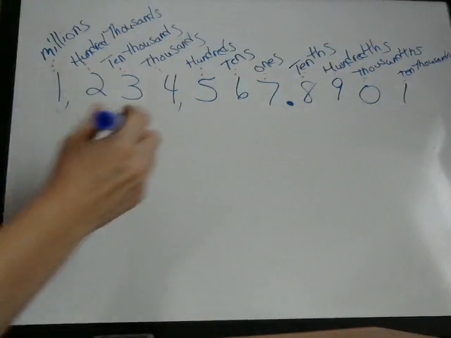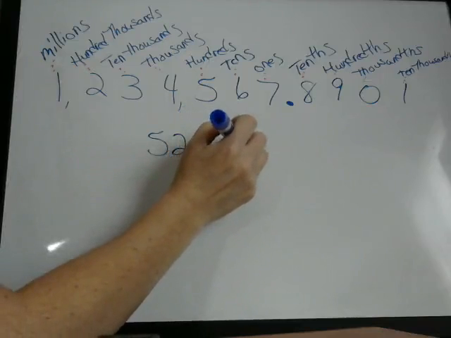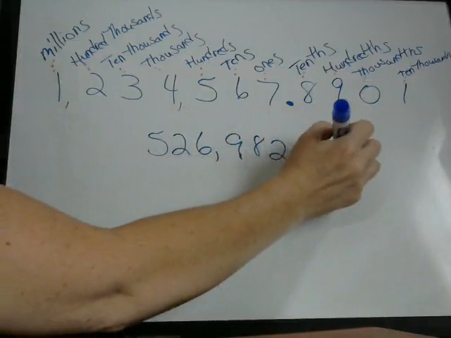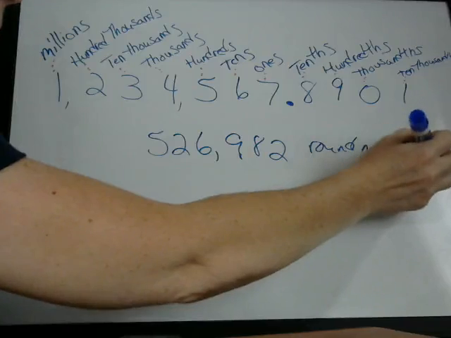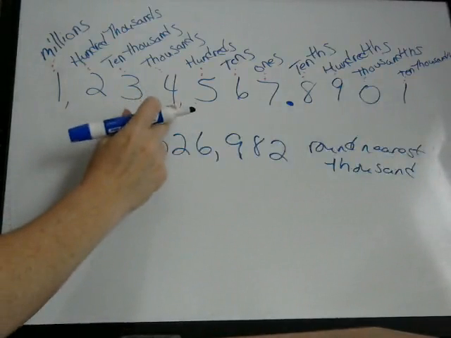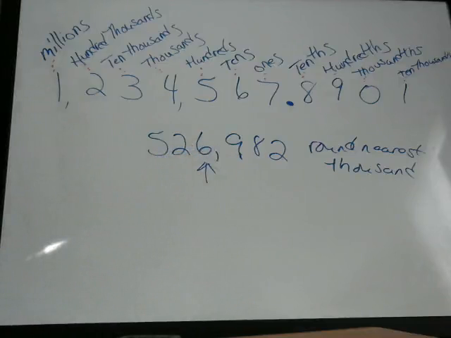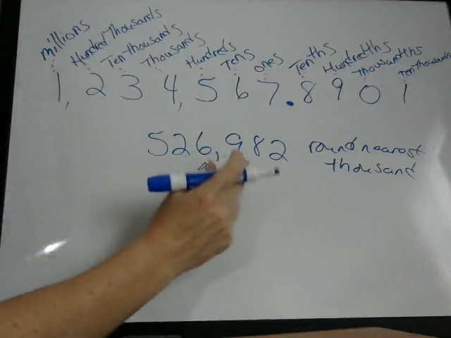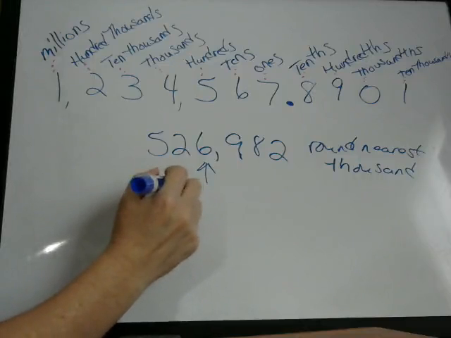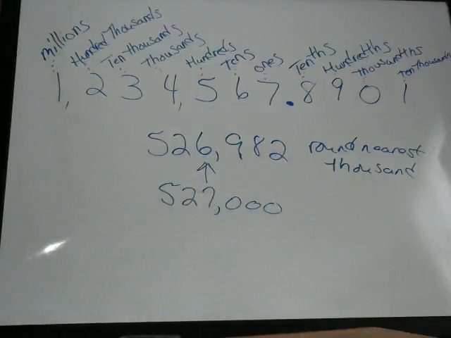If we had 526,982, and we said round to the nearest 1,000. Again, the thousands is the fourth place. So we go over 4. This is 1,000. And the 6. So we look to the right. There's a 9. That is greater than or equal to 5. So we're going to increase this number. 527,000. And then we just replace the rest of the digits with zeros.